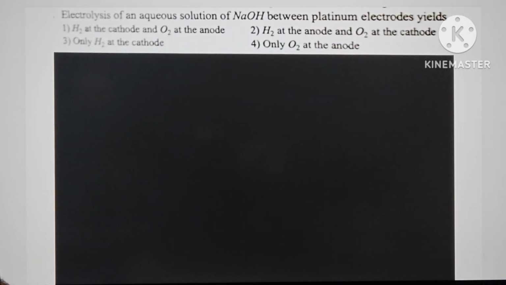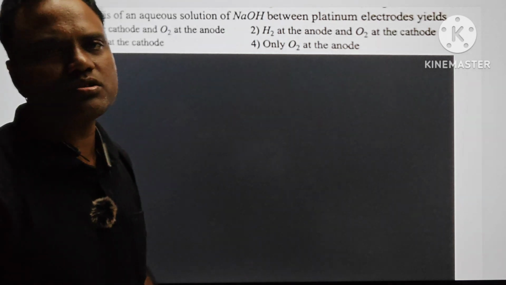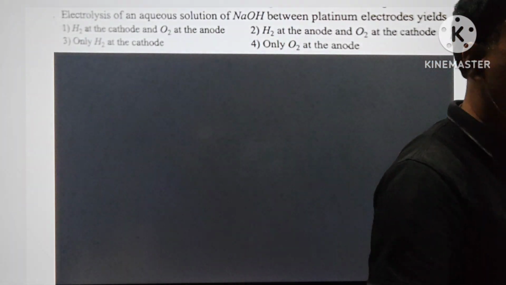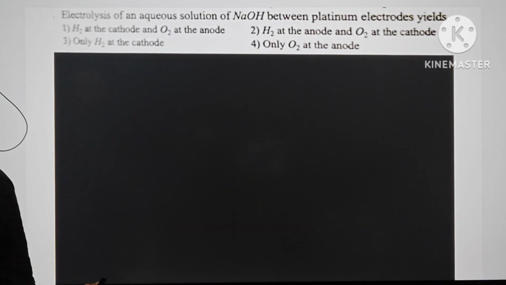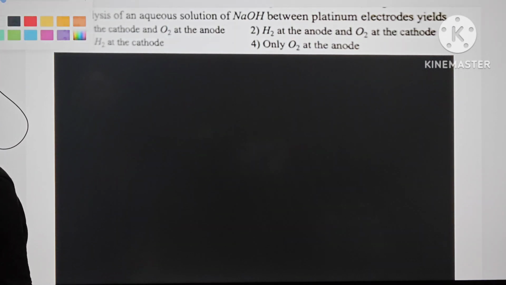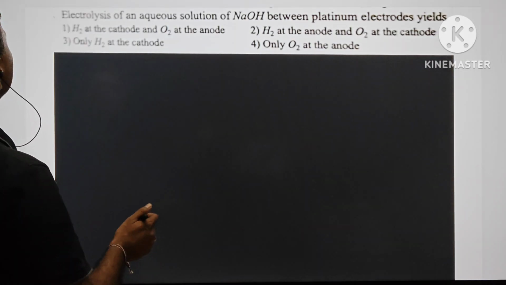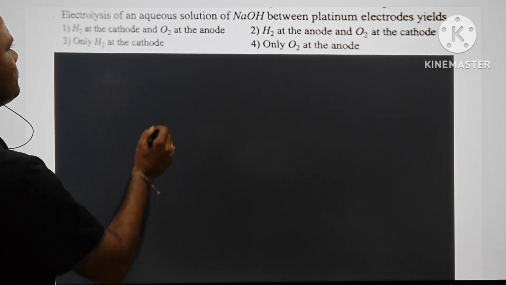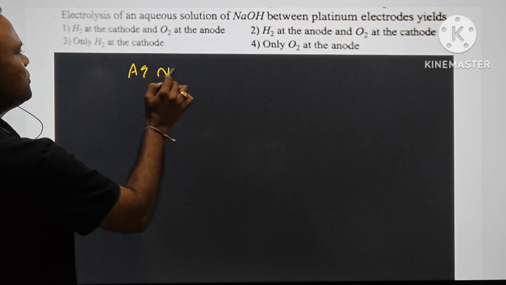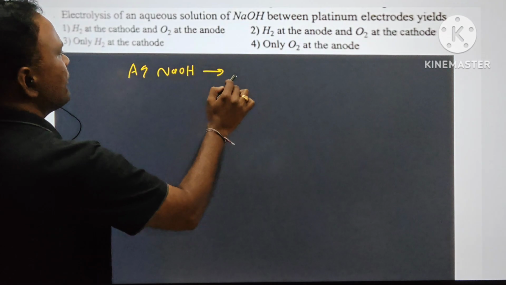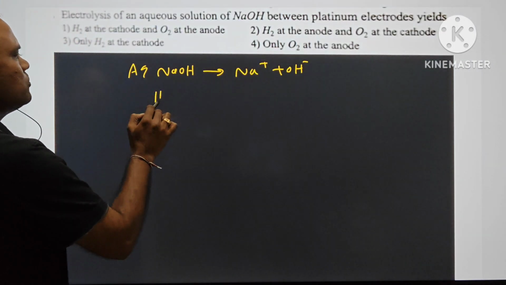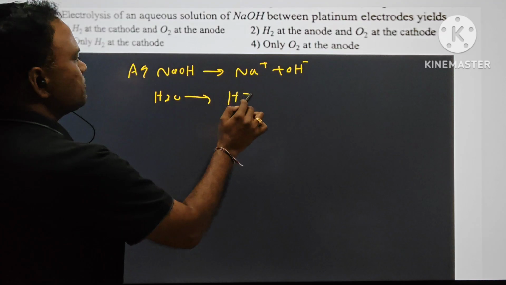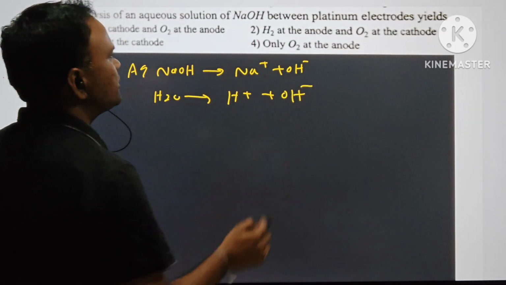Electrolysis of aqueous solution of NaOH between platinum electrodes. Again, platinum means inert electrode, we should follow discharge potential order. Aqueous NaOH dissociates into Na plus and OH minus, and H2O dissociates into H plus and OH minus, right?